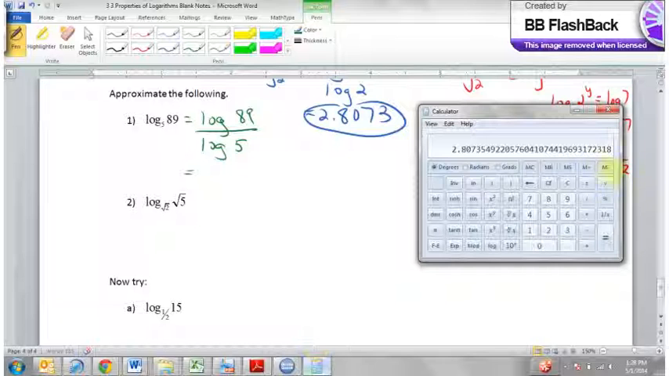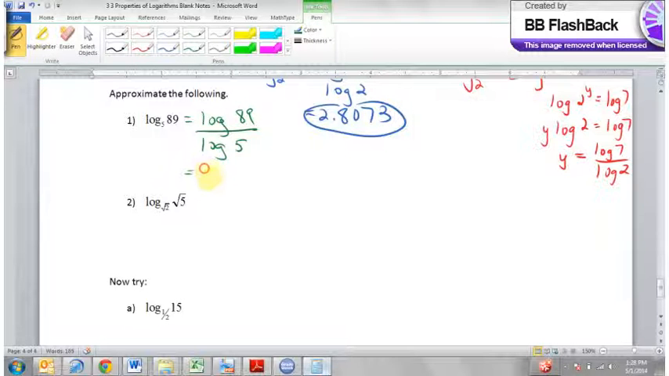You put that in your calculator. You can do that here again if you'd like. So log of 89 divided by log of 5 is 2.789. We can just do 3 decimal places. That seems like more than enough. 2.789.